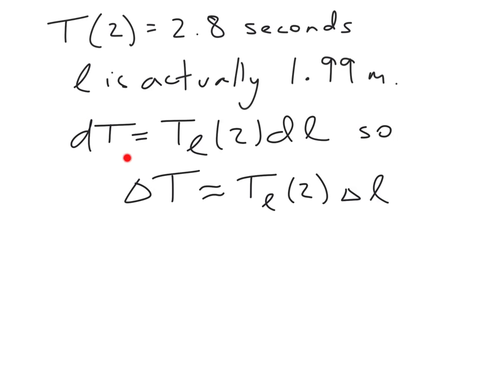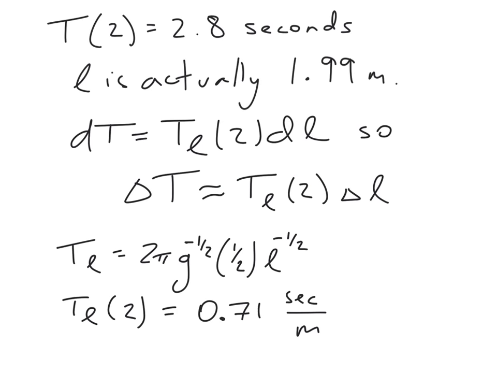So the difference in T that occurs because of this change in L is approximately just the slope, the rate at which T changes when L changes a little bit, times the small change in L that we have. And so we need to find this value, T sub L of 2, and actually we found T sub L the other day in class. So it turns out that T sub L evaluated at L equals 2 is about 0.7 seconds per meter.